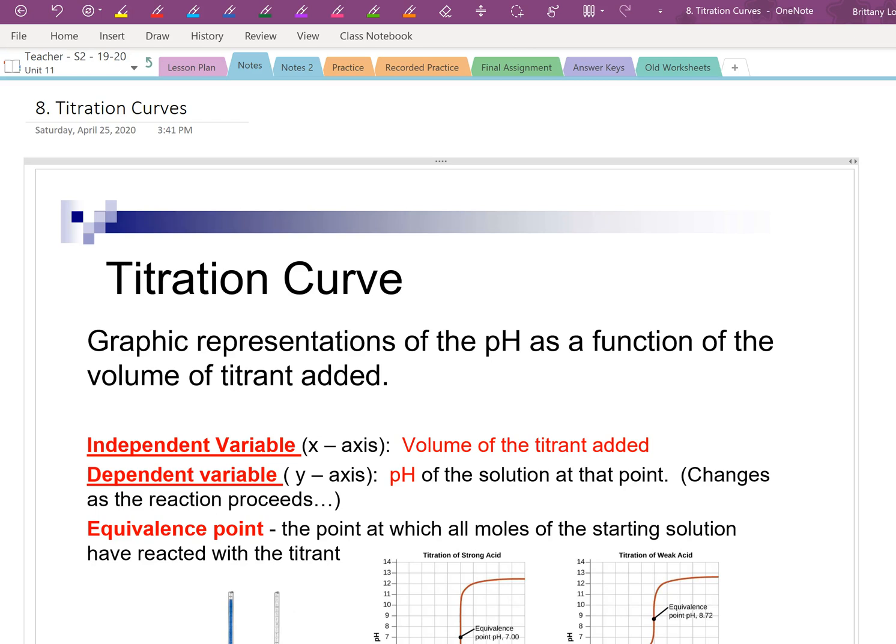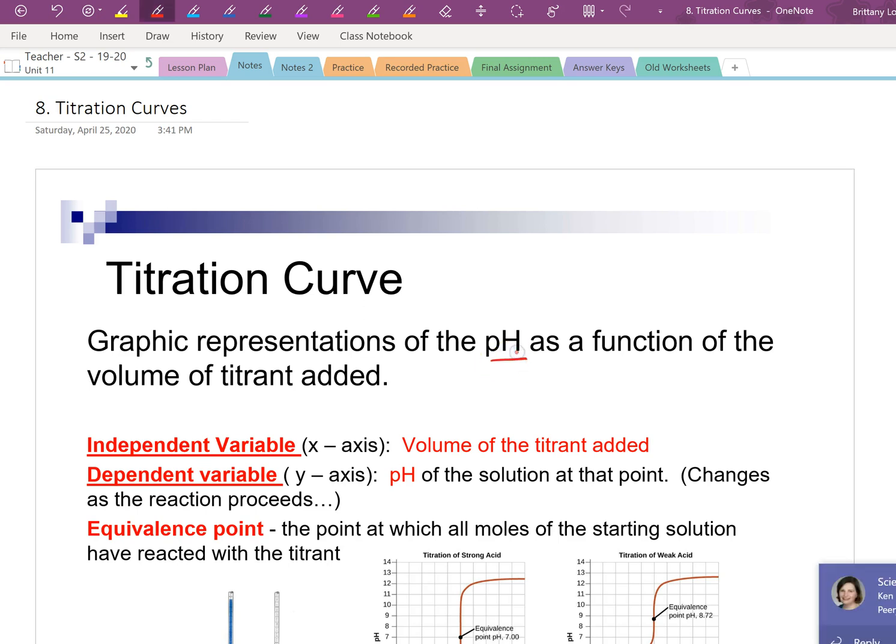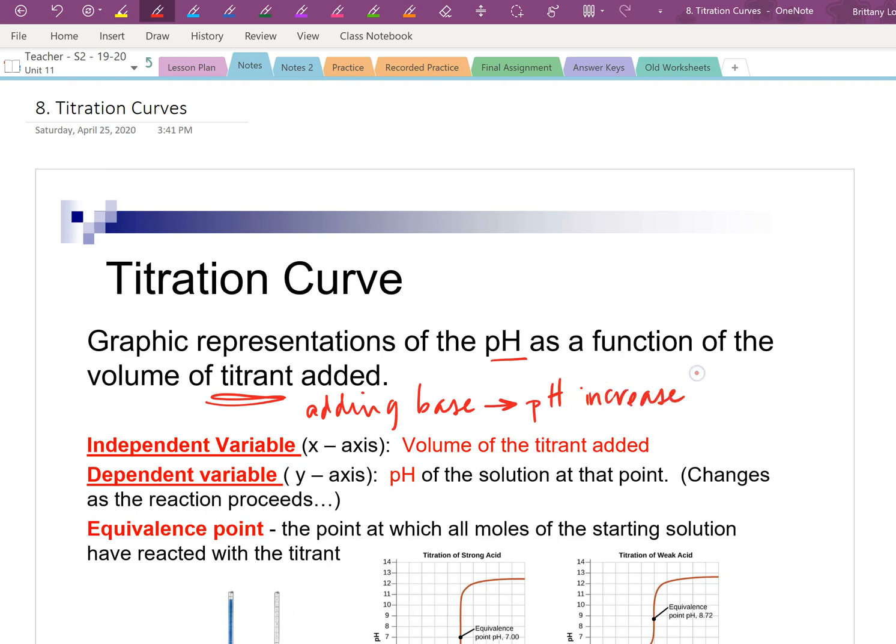All right, now it's time to talk about titration curves. Over the course of a titration, the pH will change. As you add the titrant, the pH will either increase or decrease. If you are adding a base, then the pH will get bigger over the course of the titration.